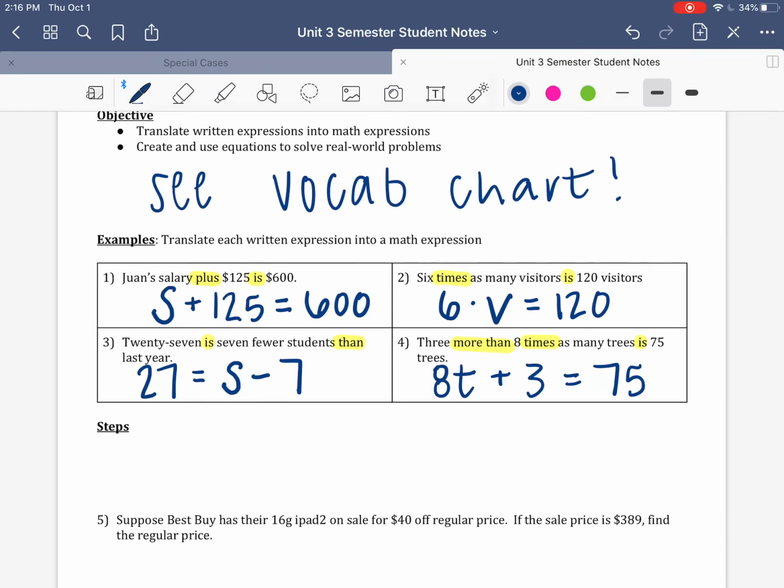We're going to not just translate, but we're going to use this to actually solve problems. So in our steps, I'd say the first thing that is helpful is to define your variable.